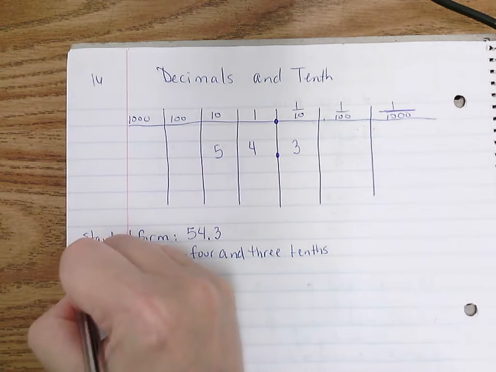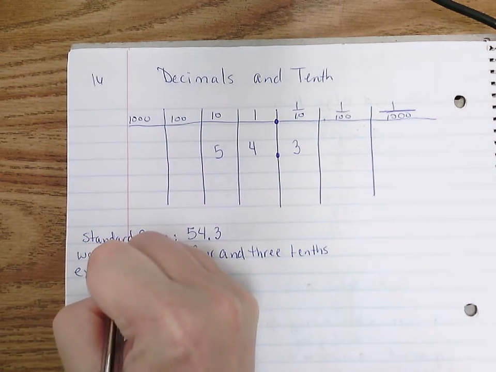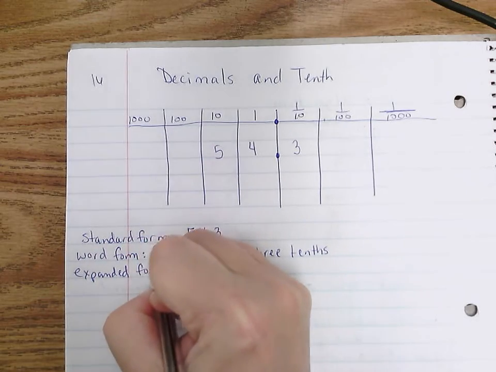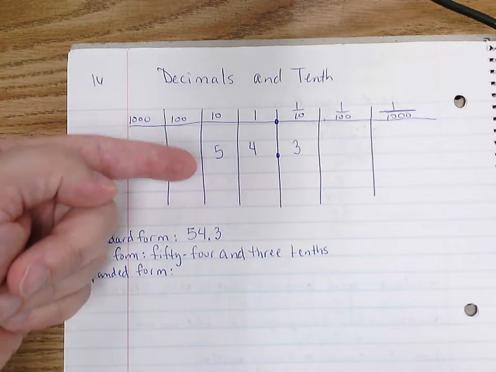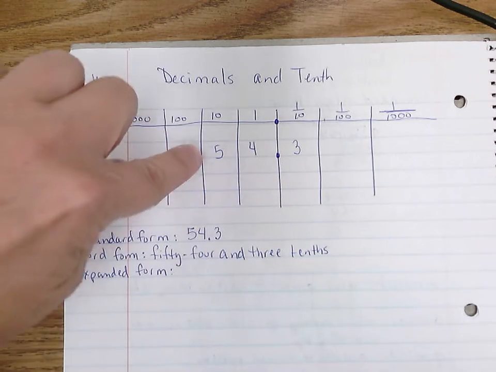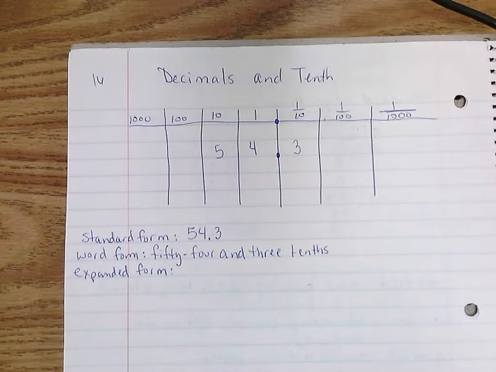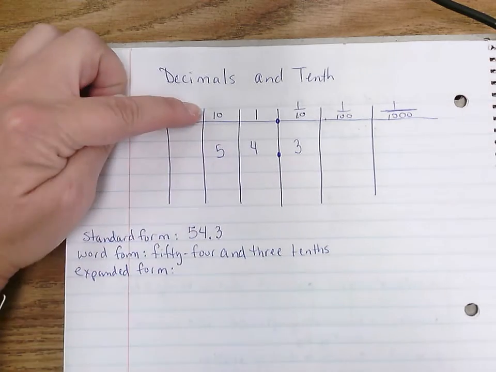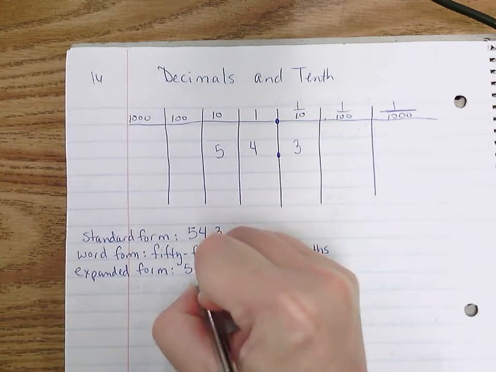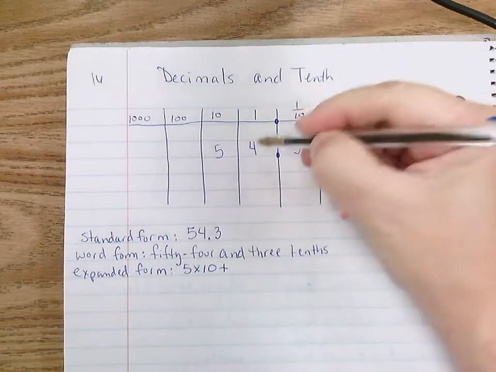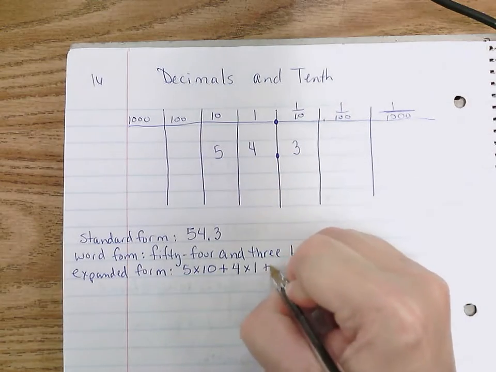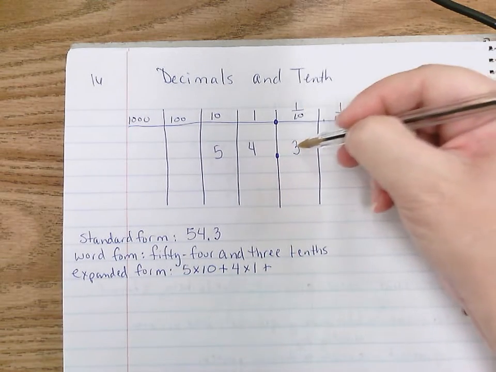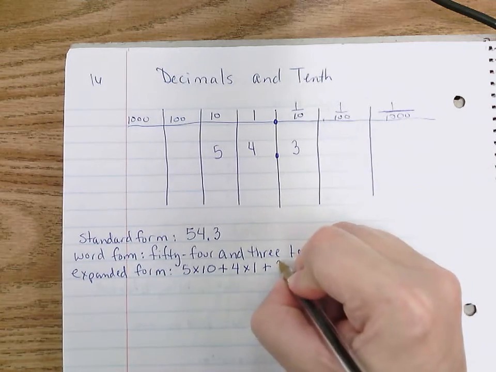Expanded form. Now for this one, we are just going to go ahead and use fractions. Remember, basically our expanded form is we're going to take this digit and we're going to multiply it by the place value by each of the units. So there's 10 units. So it's going to be 5 times 10 plus 4 times 1. So 4 times 1 plus, I have 3/10, so that would be 3 times 1/10.